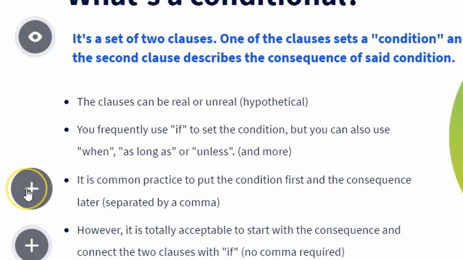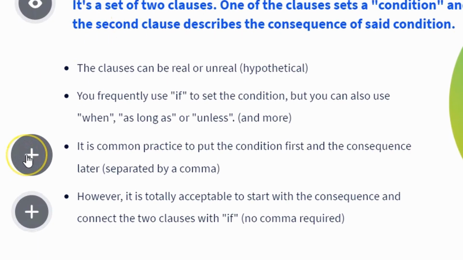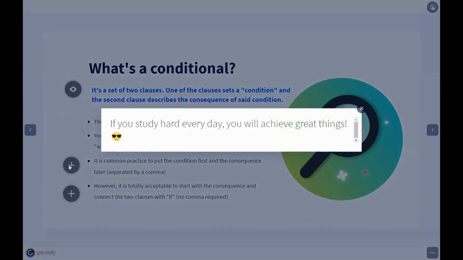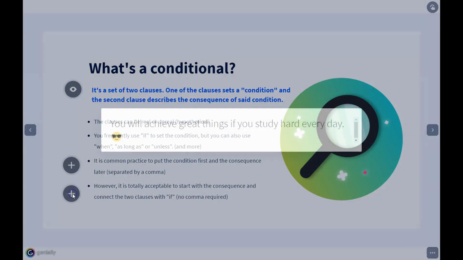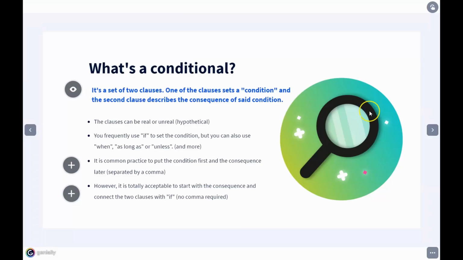It is common practice to put the condition first and the consequence later, separated by a comma. Like in the following example, if you study hard every day, comma, you will achieve great things. If you want, you can also present the consequence first. You will achieve great things if you study hard every day. In that case, you don't need a comma.